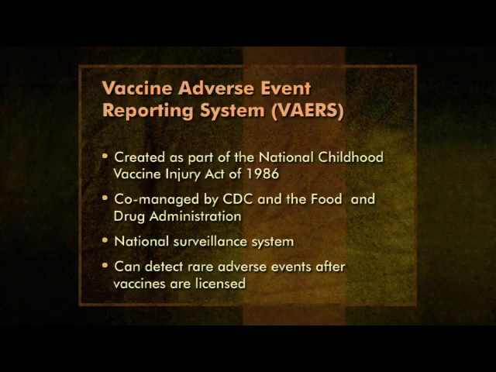Established in 1990, the Vaccine Adverse Event Reporting System, or VAERS, is a vaccine safety surveillance system created for the reporting, collection, management, and evaluation of possible adverse events following vaccinations given in the United States. VAERS was created as part of the National Childhood Vaccine Injury Act of 1986 and is co-managed by CDC and the Food and Drug Administration. Because VAERS is a large national surveillance system, it can detect rare adverse events after vaccines are licensed that may not be identified in vaccine clinical trials.